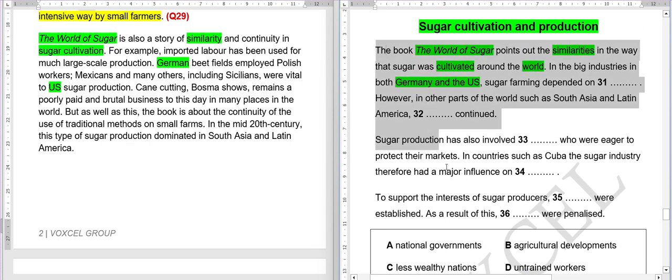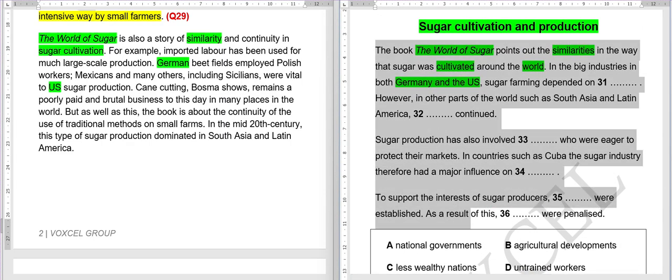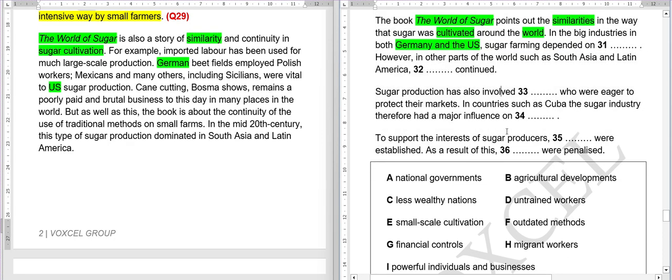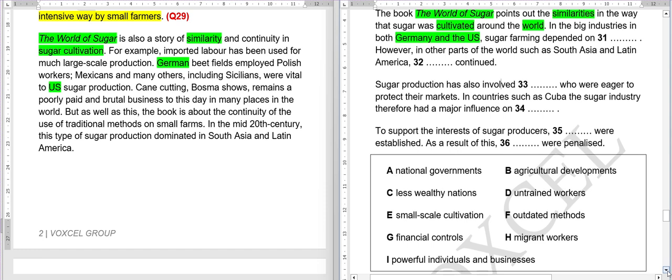Let me just do this so that it can fit in one particular thing. Yeah, now it's okay. So here they're saying that in big industries in both Germany and US, sugar farming depended on something. So you have this location for this particular answer, and you will have around 10 seconds to tell me which option is the answer to question number 31, and the time starts now.